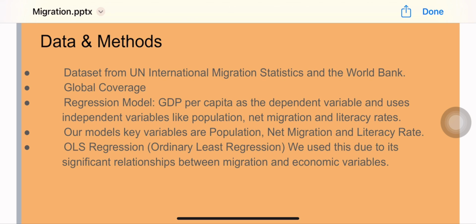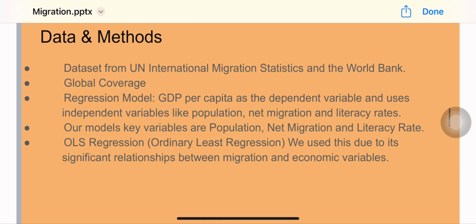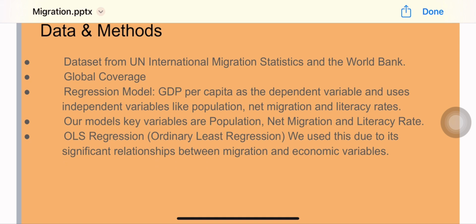Our model's key variables are population, net migration, and literacy rate. We're also using OLS regression, which stands for ordinary least squares regression. We use this due to its significant relationships between migration and economic variables.